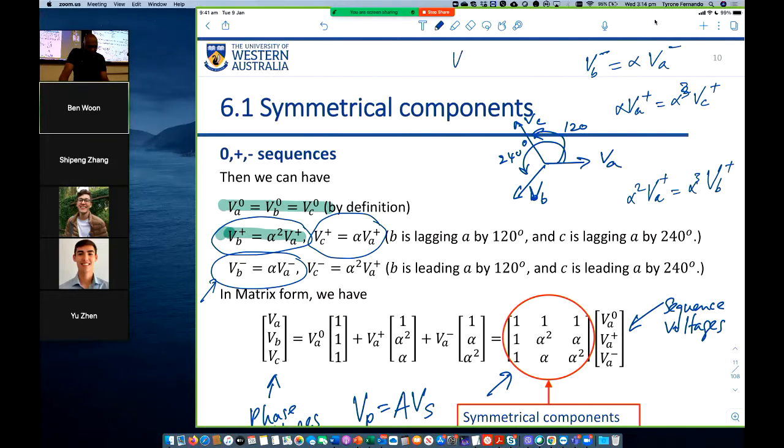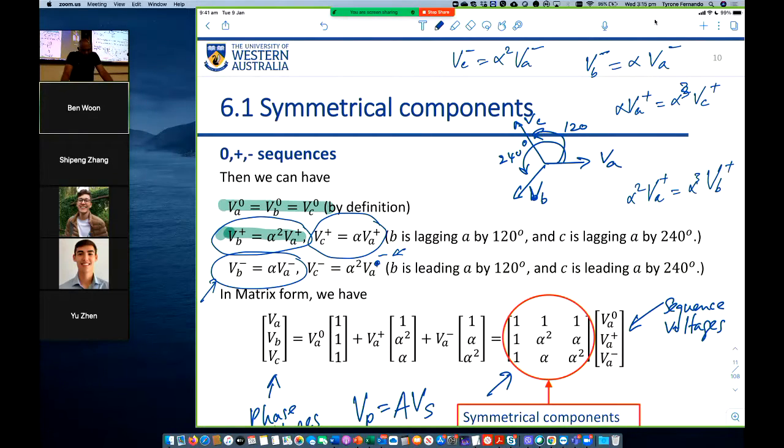VC minus is 240 degrees in front of VA minus. So I think this should be VA minus. Must equal alpha squared VA minus. Yeah? So there's a typo here.